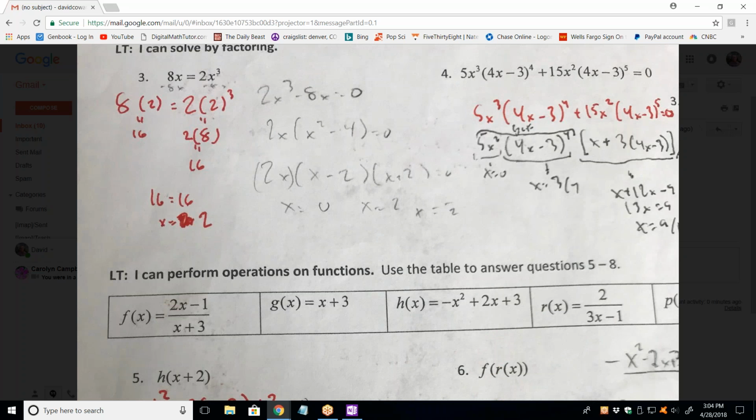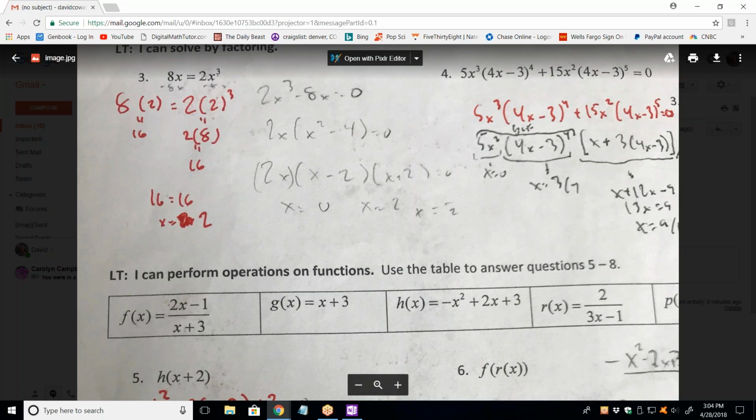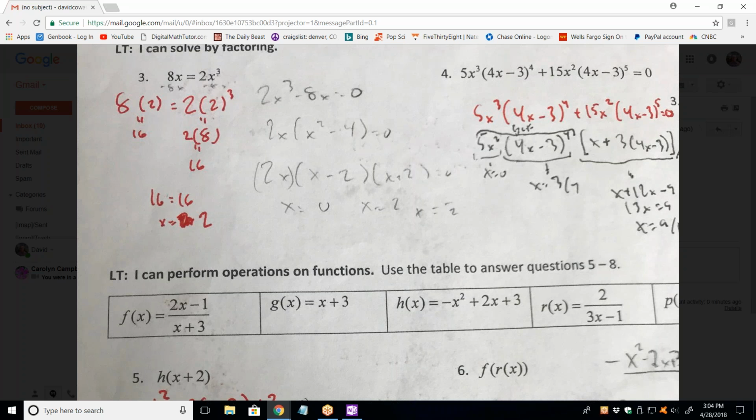What does LT colon I can solve by factoring mean? Oh, that's just the learning target, I can solve by factoring. We took this at the beginning of this year. Okay. So red is your teacher's grading, and the red was me at the beginning of the year, and I'm just trying to go back through and redo them because we have our final for this on Monday. Okay.